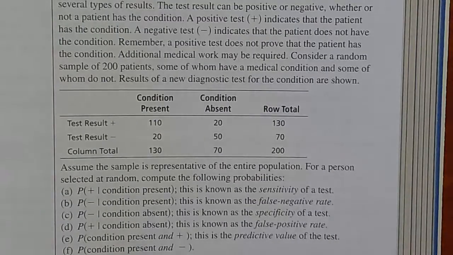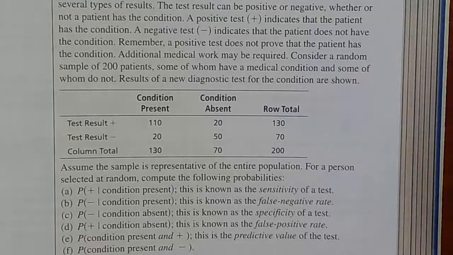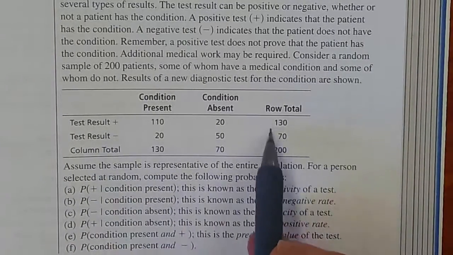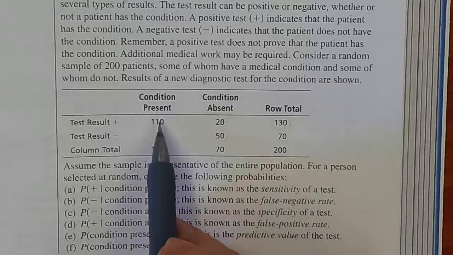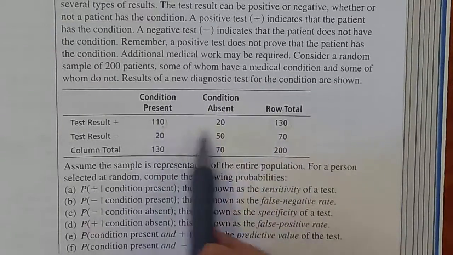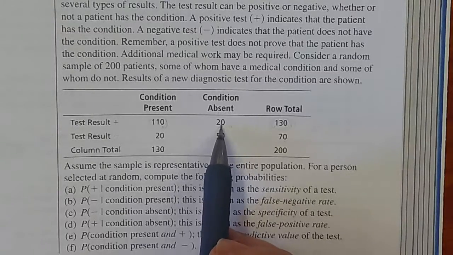I'll give you a little push in the right direction on part A. As we know, especially with the new COVID tests and everything, they're not always 100% reliable, right? The test results positive in 130 of these cases, but how many were truly positive, where the condition was actually present? Only 110 were accurate, and then 20, that's what we call the false positives. It was a positive test, but it was false.